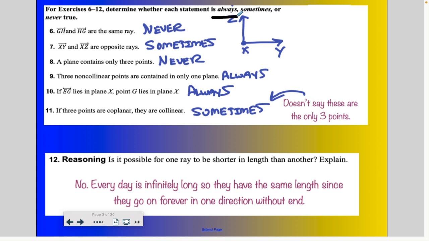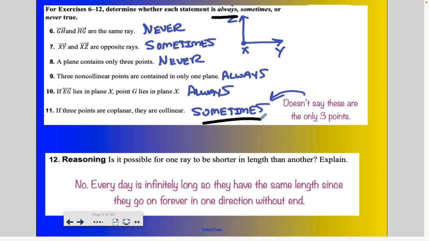This might have thrown you for a loop. You might have said x, y, and x, z are always opposite rays. Here's my counter example. Are those opposite rays? Because opposite rays are supposed to form a line, and these do not. That's your counter example. A plane does not only contain 3 points because it contains an infinite amount of points. Okay, so it can't just be 3. 3 is how you name it. 3 non-collinear points are contained only in one plane. That was the definition that we gave yesterday. If a line lies in the plane, then one of the points is on it. Well, that's easy. Okay, the last one. If 3 points are coplanar, they are collinear. That could be true, but it doesn't have to be true.